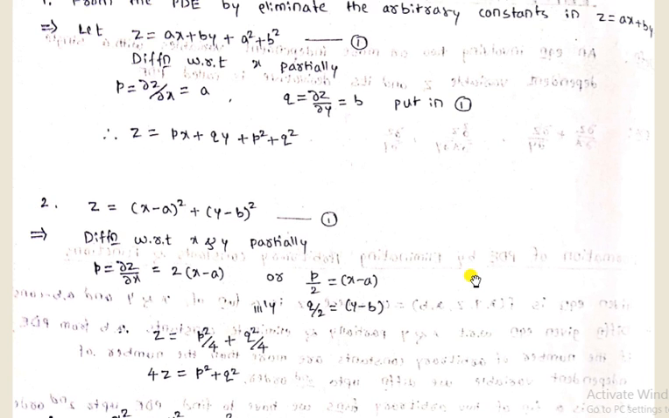Next example, z is equal to (x minus a) whole square plus (y minus b) whole square. So differentiate with respect to x and y partially. So with respect to x, differentiation of z is dou z by dou x or p, and differentiation of (x minus a) whole square becomes 2 into (x minus a), and differentiation of x is 1, and (y minus b) whole square is 0 because we are differentiating with respect to x here.